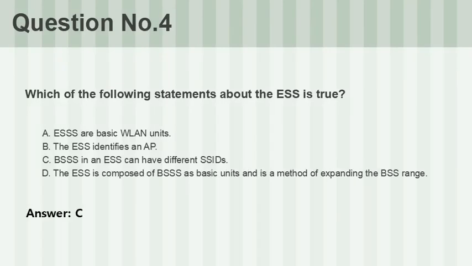Question number 4. Which of the following statements about the ESS is true? A. ESSs are basic WLAN units. B. The ESS identifies an AP. C. BSSs in an ESS can have different SSIDs. D. The ESS is composed of BSSs as basic units and is a method of expanding the BSS range. Answer: C.